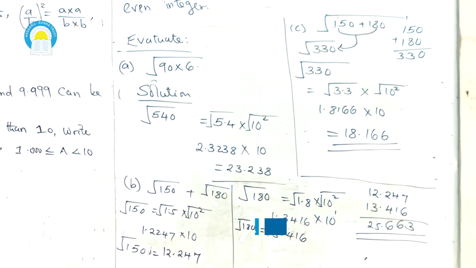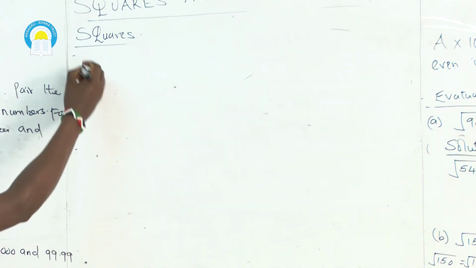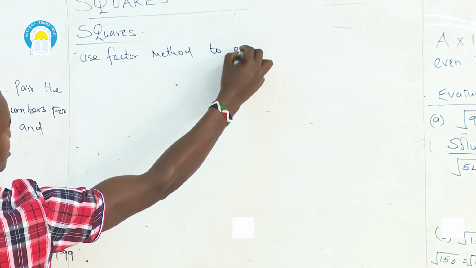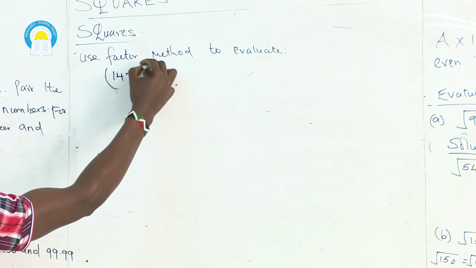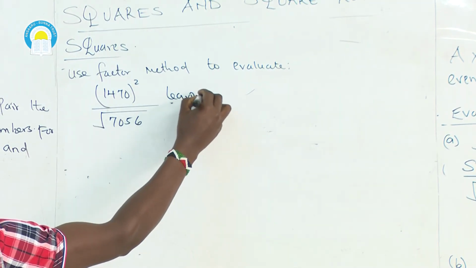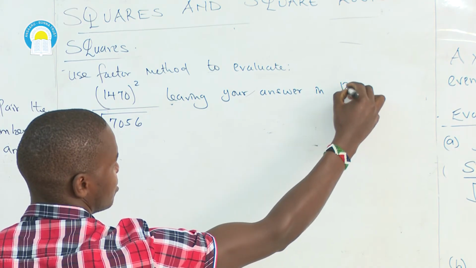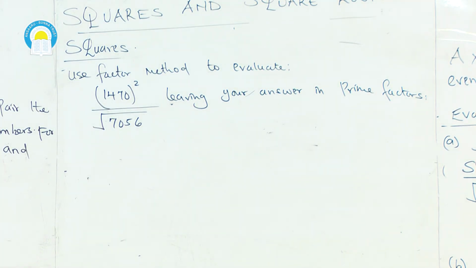Next, let us do an example whereby we have squares and square roots. Use factor method to evaluate 1,470 squared divided by the square root of 7,056, leaving your answer in prime factors.